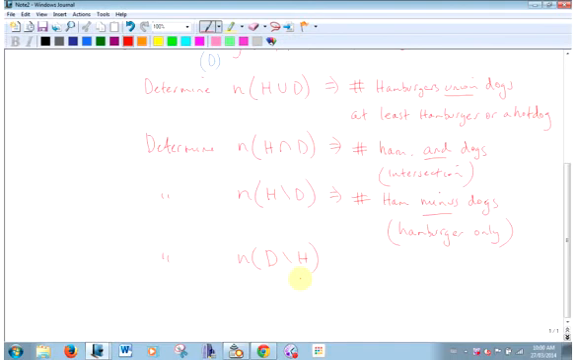The number of dogs minus hamburgers. That means just hot dogs, because there's some kids who just had a hot dog and not a hamburger. Okay? So that is the number of dogs. I'll write it in the same way. I could put dogs only, but dogs minus hamburgers. Okay? And that's it.